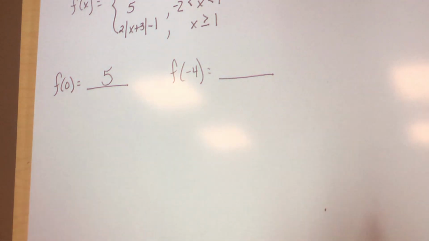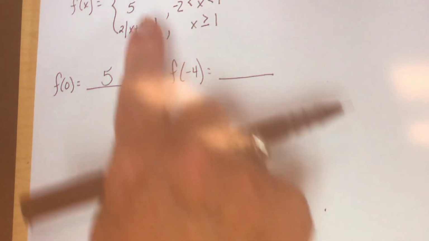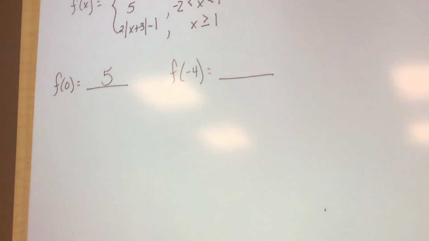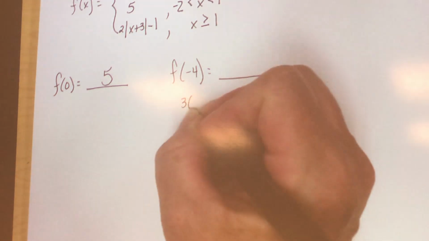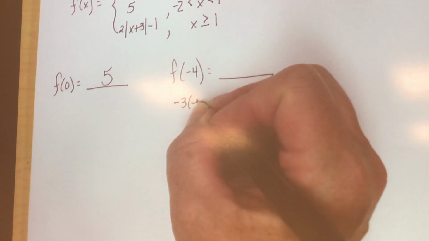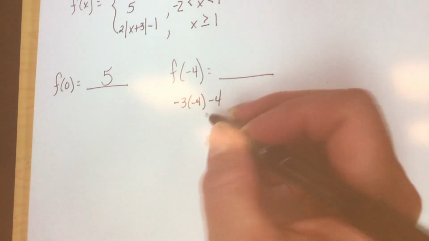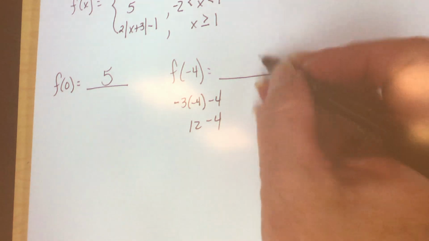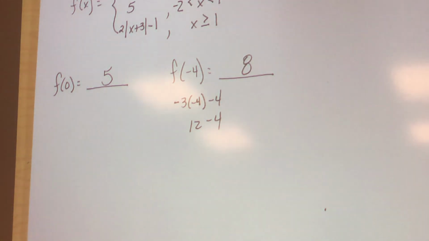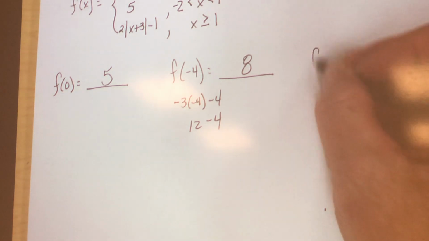Okay? So, -4. Does he fit in 1, 2, or 3? 1. So -3 times -4 minus 4. What's -3 times -4? 12 minus 4? 8. Are you okay? Sure. All right, one more.